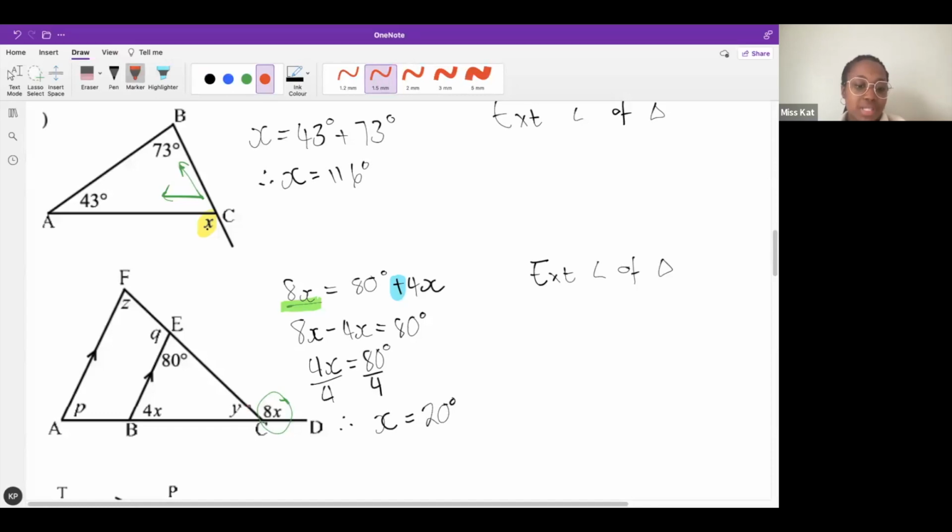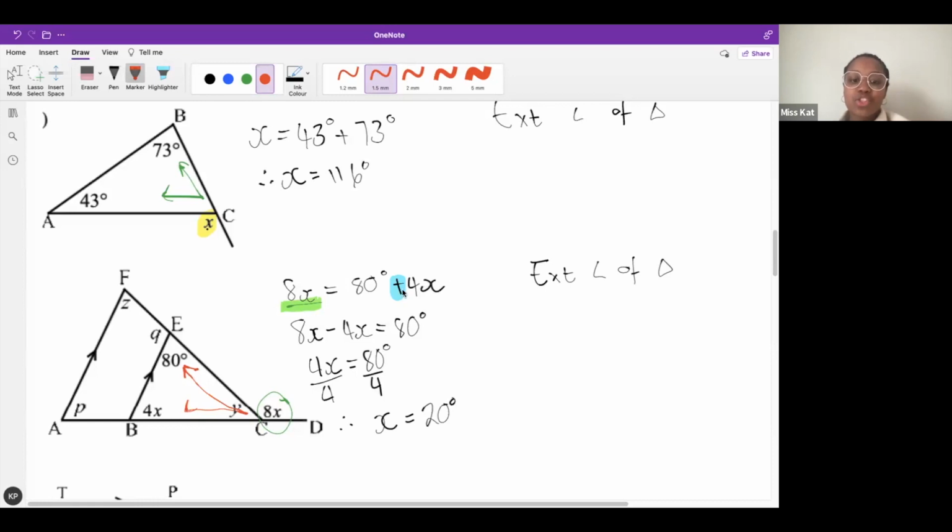Is y opposite 8x? No, it's next to it. It's adjacent. Okay, so which two angles are opposite? That would be 80 degrees. And which other one? 4x. Yes. So then 8x will be equal to 80 plus 4x. Are you good? Yes. Beautiful.